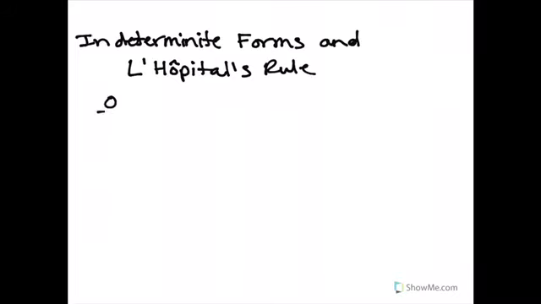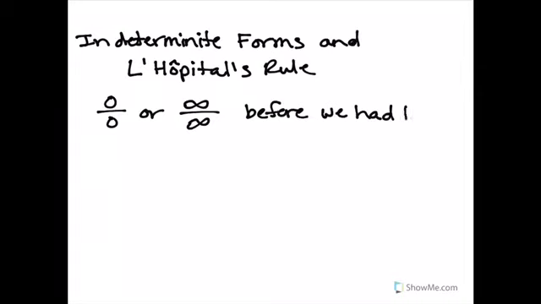So when we get 0 over 0 from a limit, or infinity over infinity, which we haven't seen those before, but you can get that as well, we had to use some tricks to manipulate the functions into something that we could do a direct substitution. And at that time we didn't know derivatives, so we couldn't use this on it.